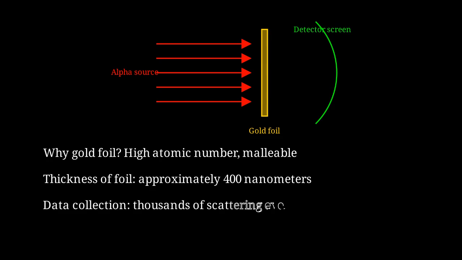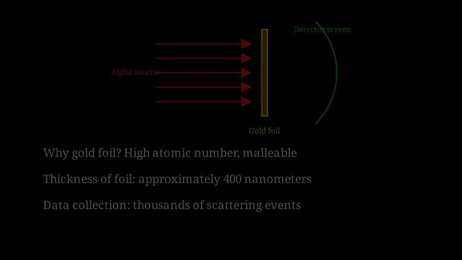Over weeks and months, they collected thousands of scattering events. Each time an alpha particle hit the screen, it produced a tiny flash of light. Geiger and Marsden sat in the dark, counting these flashes by eye.